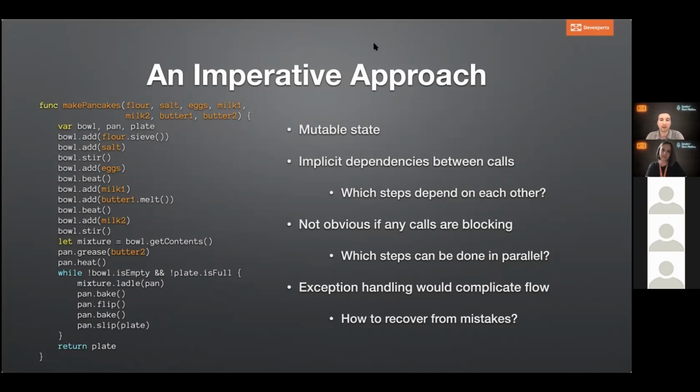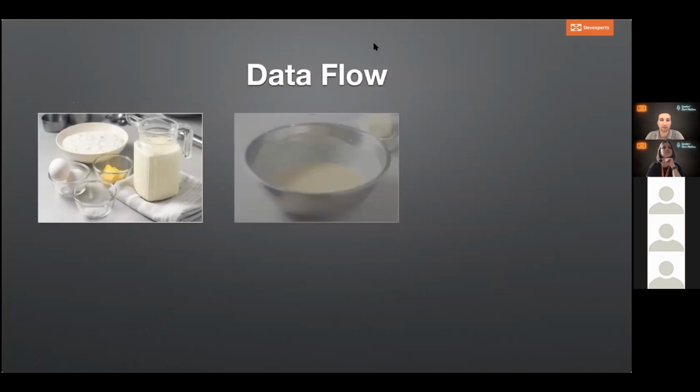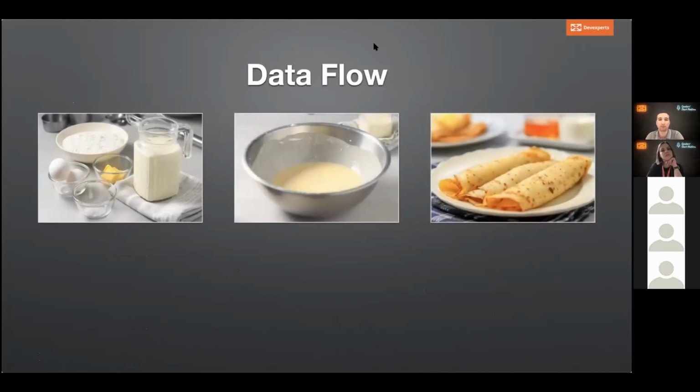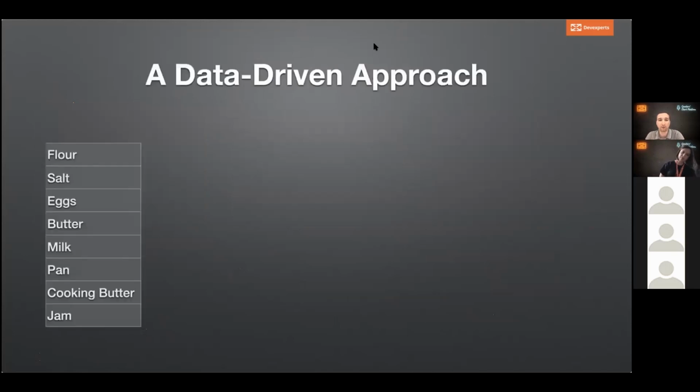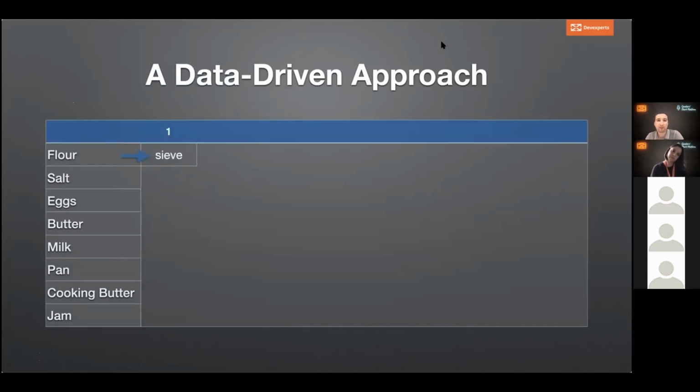So the question is, how can we solve these issues? And I think it is useful to view the process in terms of data flow. And the way to do that is to start by listing the most important ingredients. So I have this table here, and the first step is to sieve the flour, if we are going by the recipe. So basically, I need to implement this sieve function.